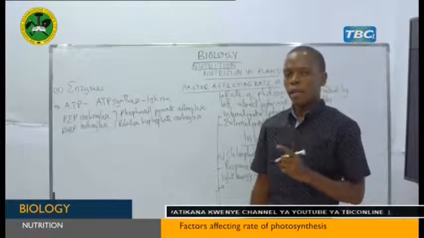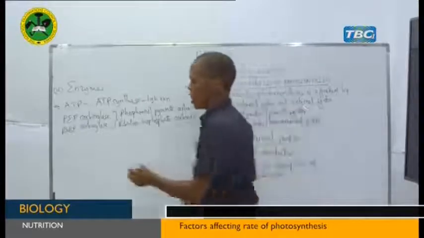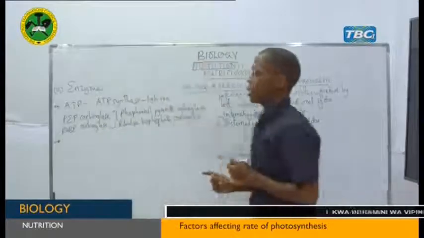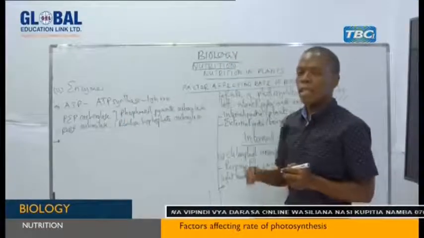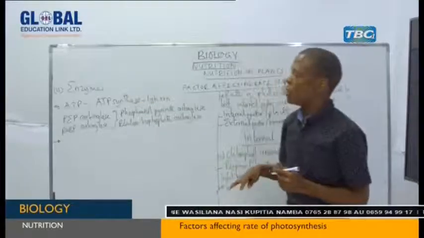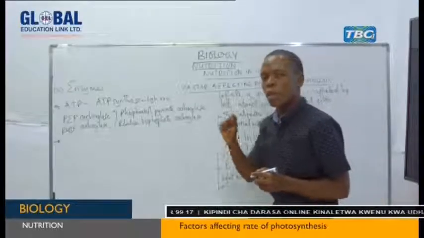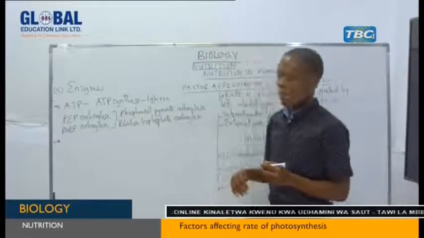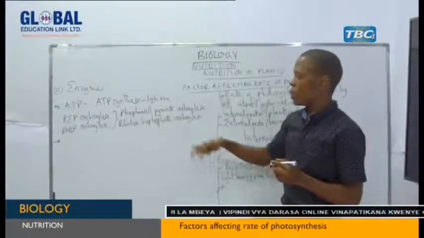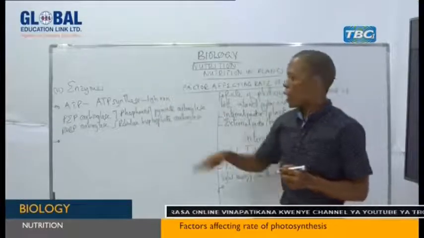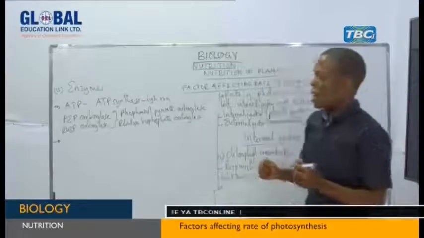Yes, enzymes work under optimal condition. When the condition is very low, or when the conditions are not met, enzymes are inactive. But when the condition exceeds the optimal condition, we say the enzyme tends to be denatured. And once these enzymes are denatured, the rate of reaction will be reduced. ATP synthase denatured, phosphoenol pyruvate carboxylase denatured, and RuBP carboxylase denatured. Once these enzymes are denatured, the rate of reaction will be affected. That is internal factor number 2.